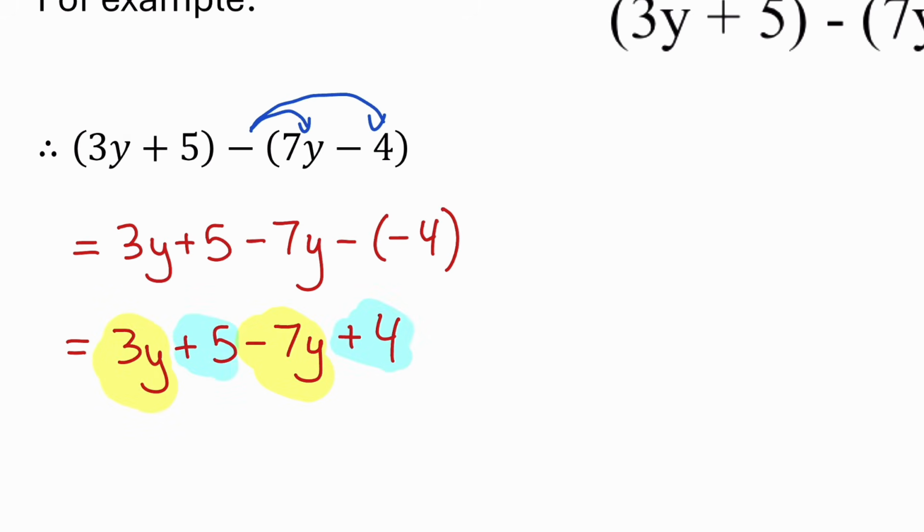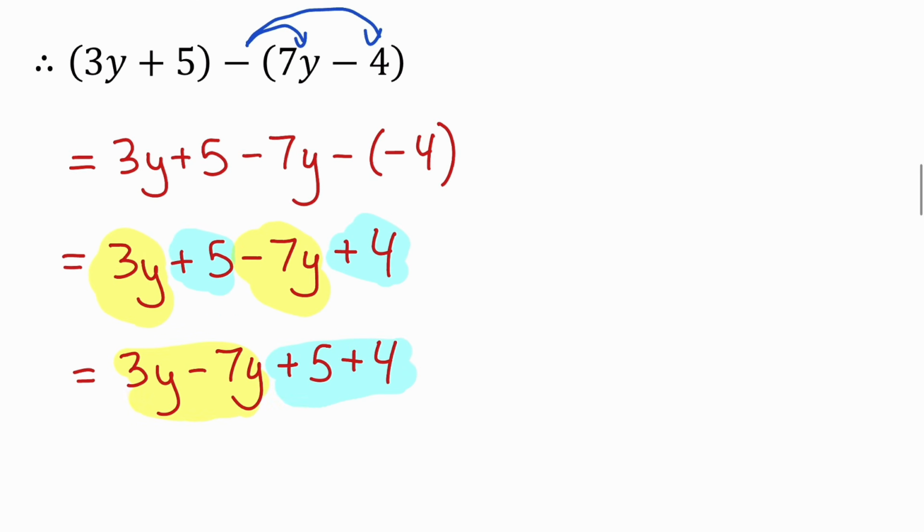I'll rearrange this expression so like terms are beside each other. So I'll have the 3y minus 7y and then positive 5 plus 4. And then I'll collect the like terms, 3y minus 7y. If I subtract the coefficients, 3 minus 7, that's negative 4, so it simplifies to negative 4y.